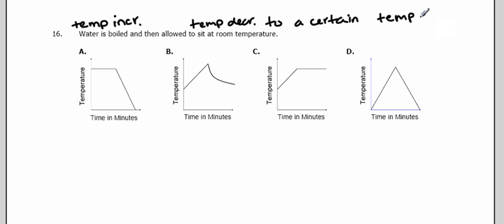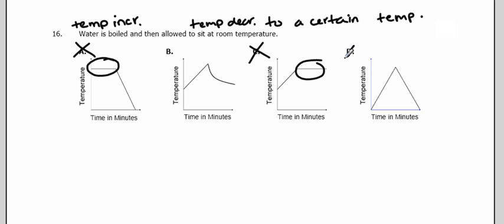So let's look at our answer choices. A is out. The temperature is not increasing here. C is out. The temperature goes up and then it just stays flat, but we know our temperature goes down. So that leaves us with B and D. Now we have to think about this. When you boil water, that water is going to get hot, hot, hot pretty fast. And then once you take it off, it's going to slowly cool.